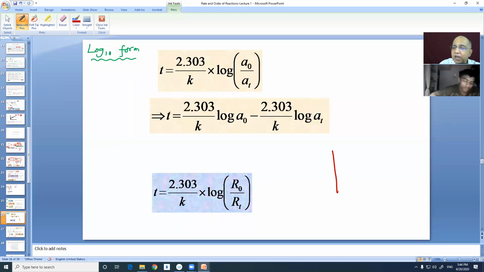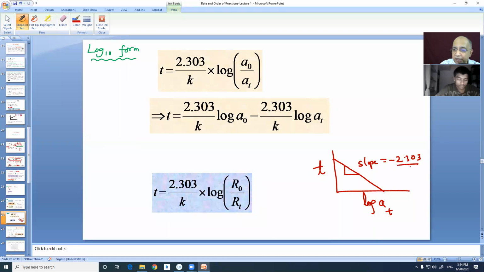If you draw a graph with t on the y-axis and log At on the x-axis, since this is a negative slope, you will get a graph like this. The slope will be equal to minus 2.303 by k, from which you can find out the rate constant, and the intercept will give you 2.303 by k log A0, where A0 is the initial concentration.